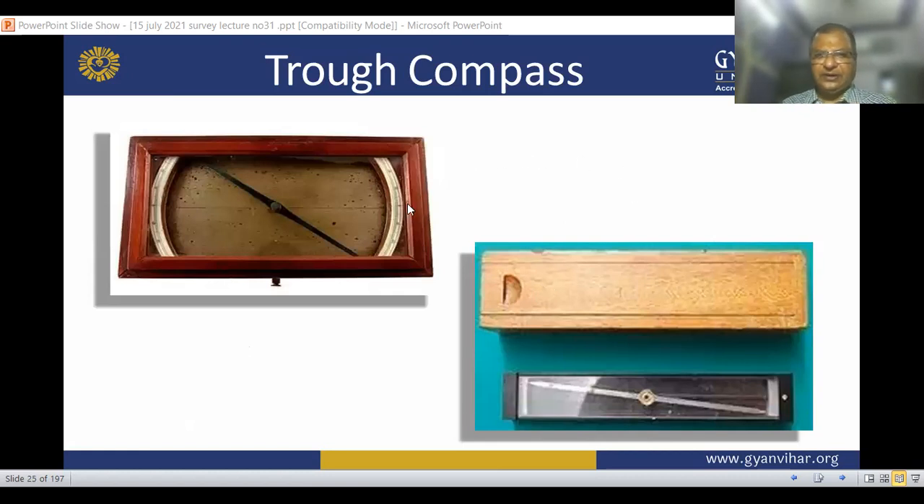This is the trough compass. Actually, there are two types of compass. One is the prismatic compass and one is the trough compass. So this is the trough compass. With this, we cannot move through 360 degrees.